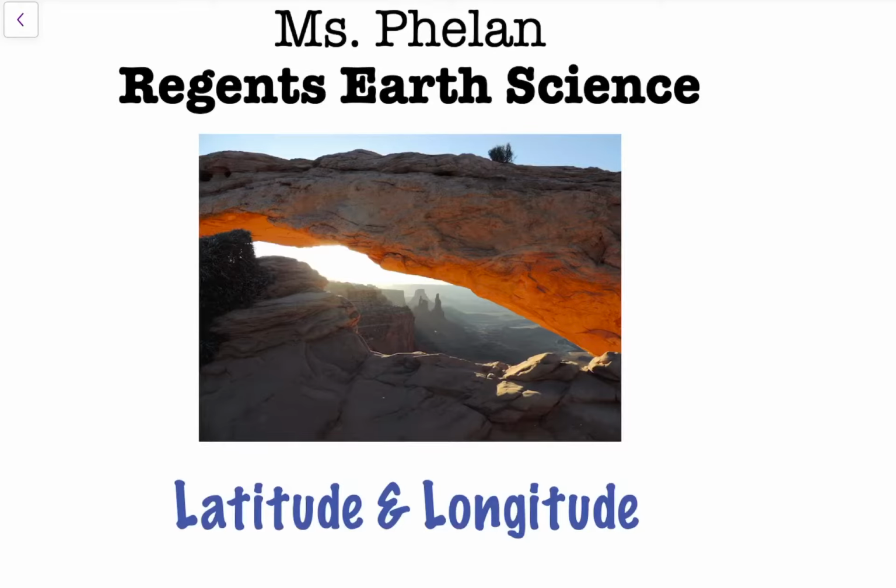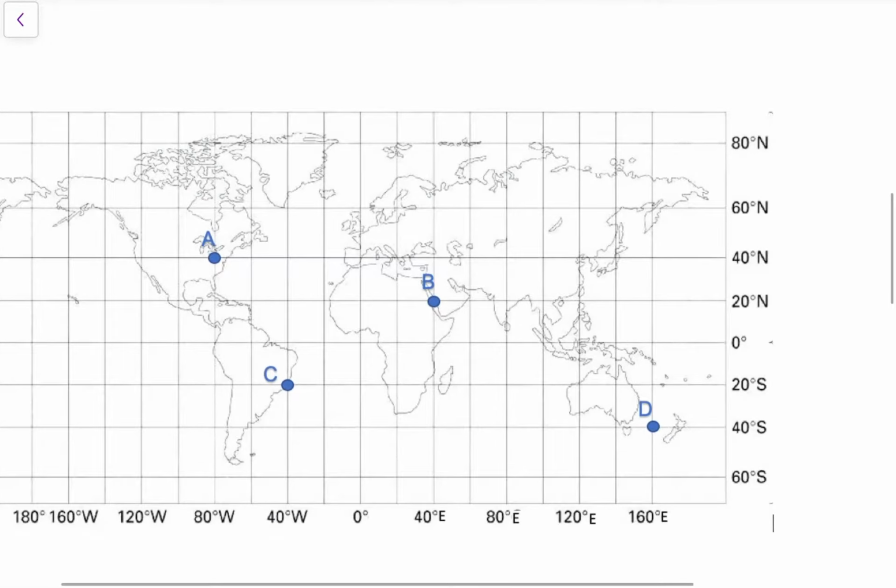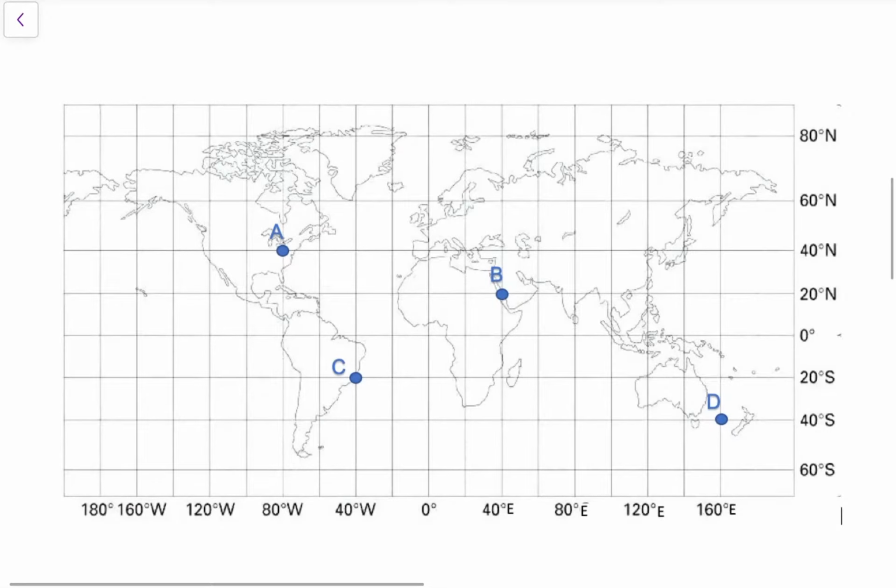Hi everyone, in this video we will learn how to plot some lines of latitude and longitude, how to plot the points, and how to read a point on a map, what is the latitude and longitude. Let's start by trying to figure out what are the coordinates, or the latitude and longitude, of different points on this map here. I'm going to start with point A.